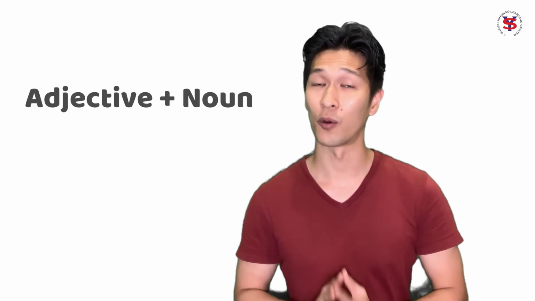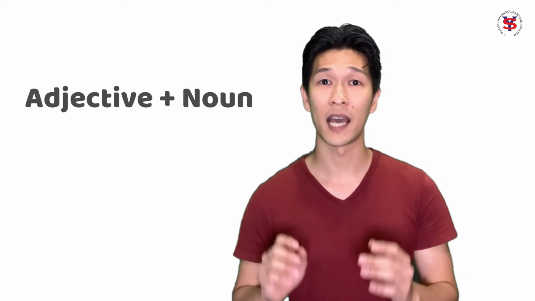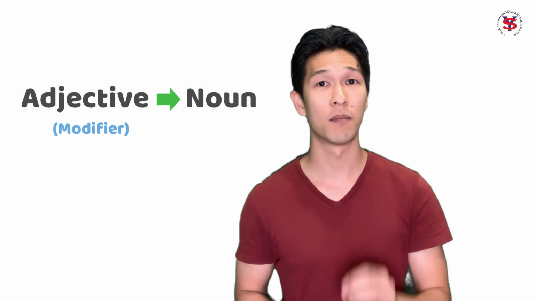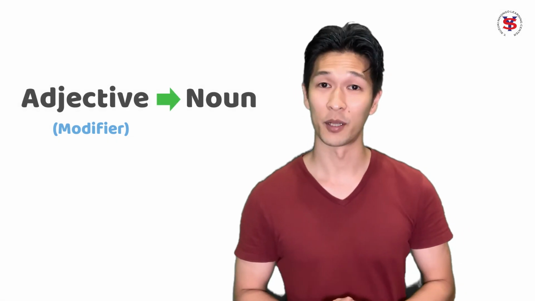Using this, we will tackle another sentence structure that can be used when using adjectives. Talakayin natin kung paano gamitin ang isa pang sentence structure gamit ang adjectives. Ito ay ang adjective plus noun. In this pattern, we use the adjective as a modifier, so the adjective should be followed by the noun it modifies. Let's take a look at an example here.